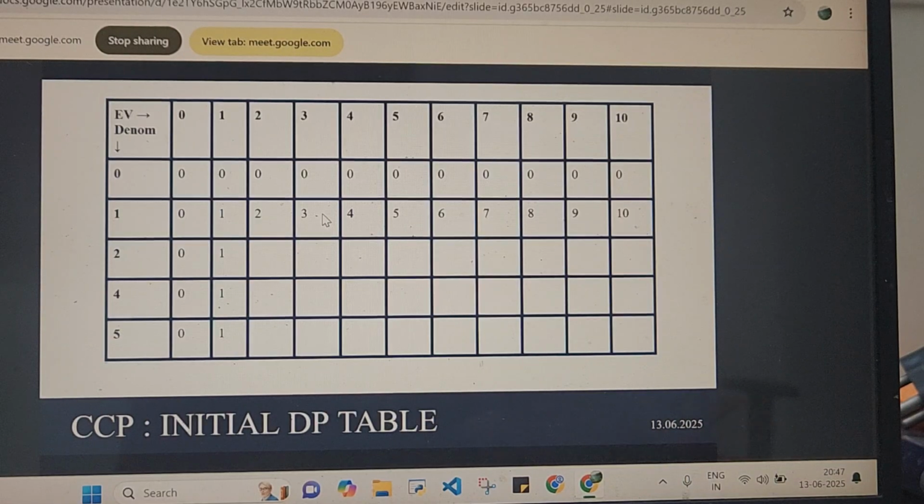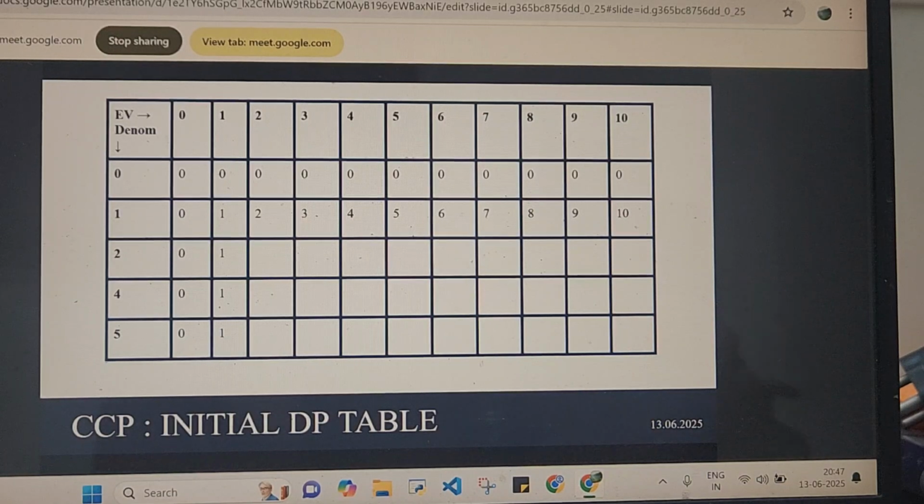So we'll go back to the table and I'll explain. So if I say DP of 2 of 6, I'm talking about this cell here, 2 of 6. It means the minimum number of coins required to make rupees 6 using the denominations 1 and 2. And by 1 and 2 I mean I can use 1, I can use 2, I can use a combination of both.